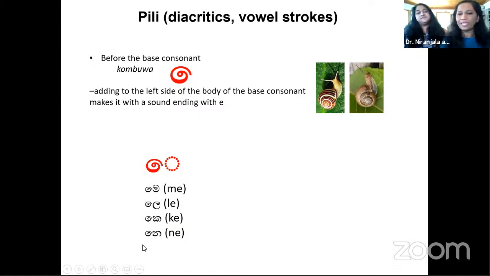So if you see this letter with the vowel's pillar, there's only one way to pronounce this: me, right? Le, ke, ne. There's no other way you're going to pronounce it. If you see that in a letter, that's how you're going to pronounce it, just the E sound. So do you have any questions about any of the things that we talked about?